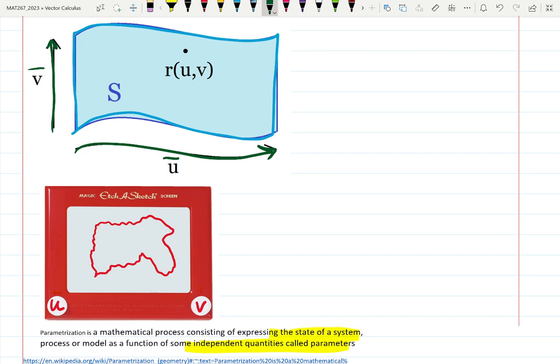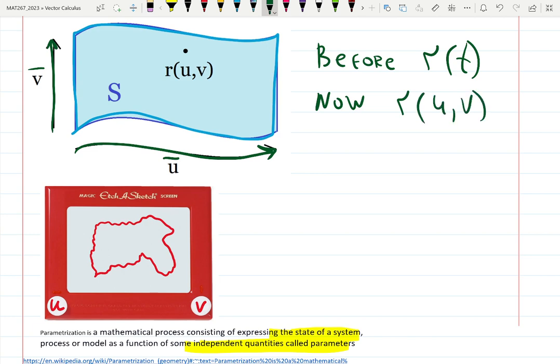The analog we had before was r of t. Before we had r of t. Remember? Do you remember? And you see, nobody ever sings back for some reason. Now we have r of u and v.